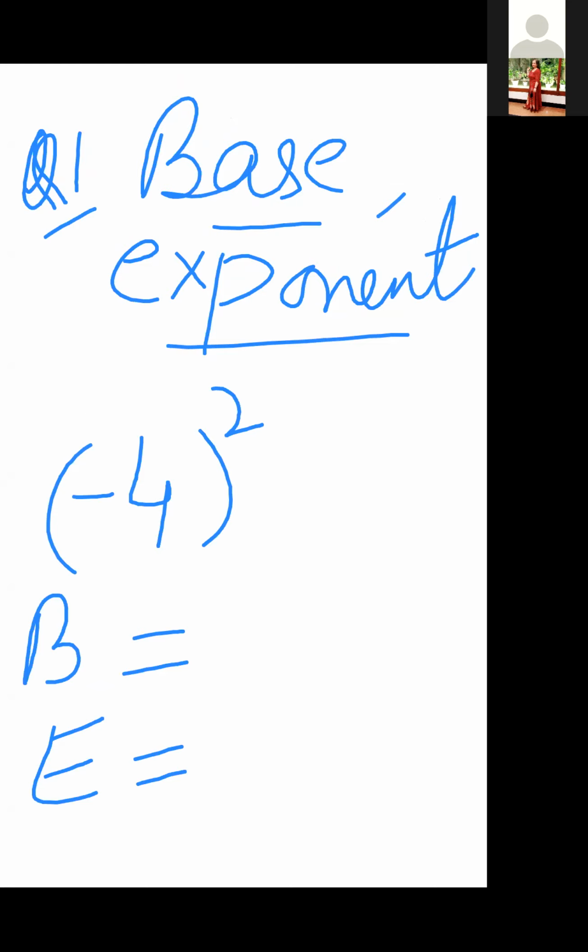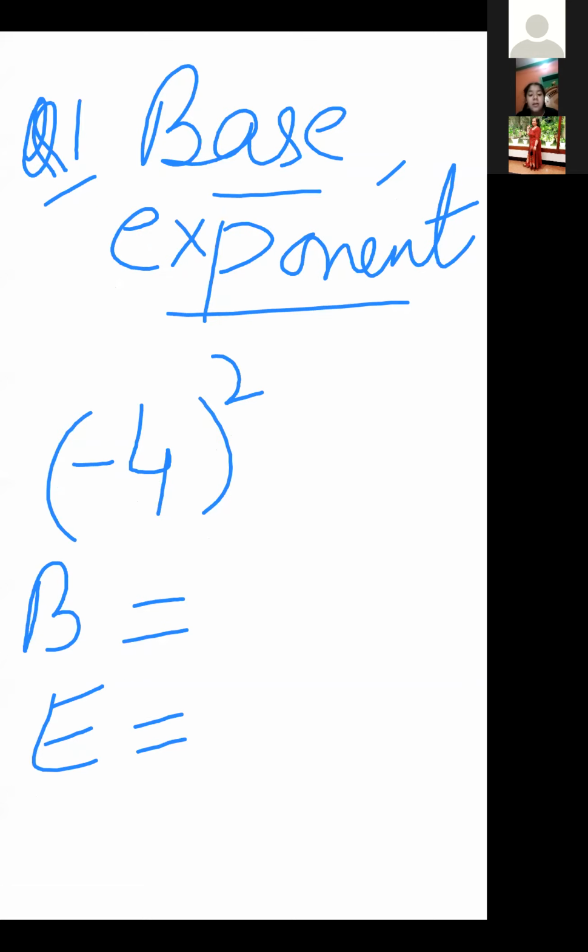Okay, Manat. What is the base here? Ma'am, base is -4. Very good. Base is -4. And what is the exponent? Ma'am, 2. Very good. 2 is the exponent. Now please hand down. Next question.